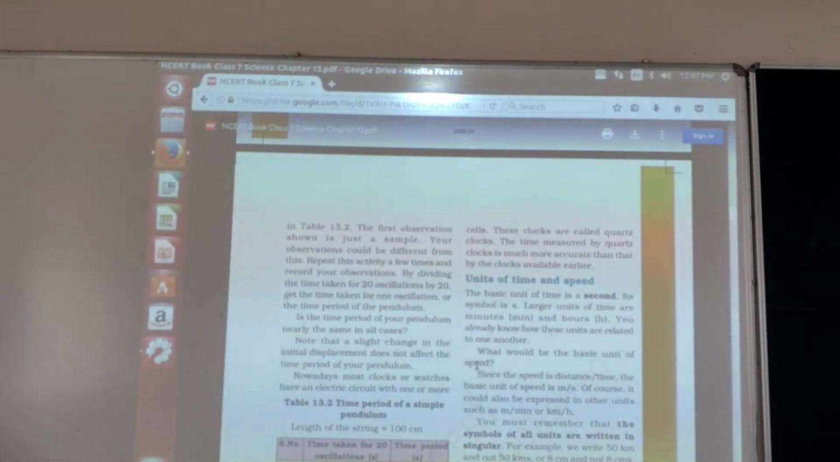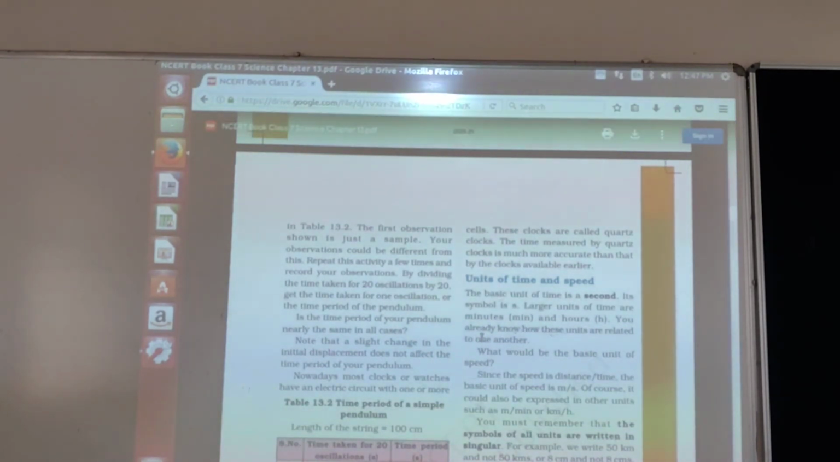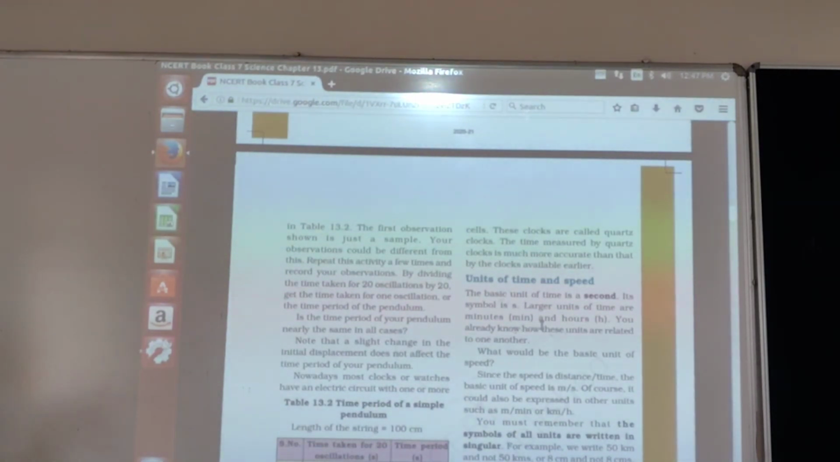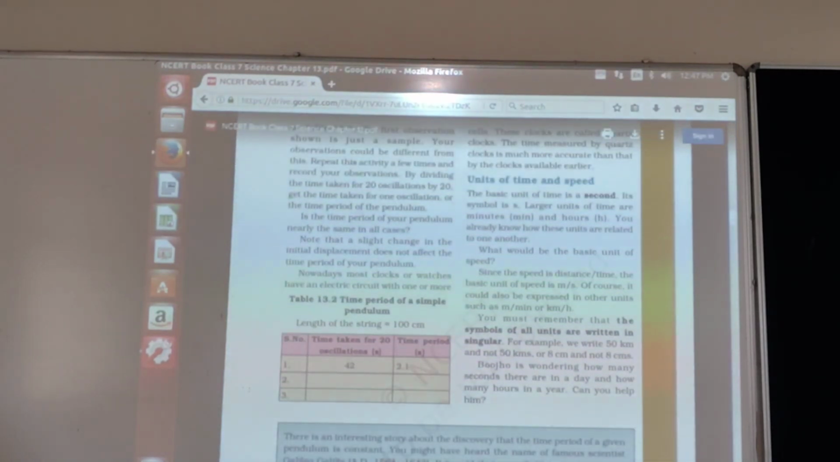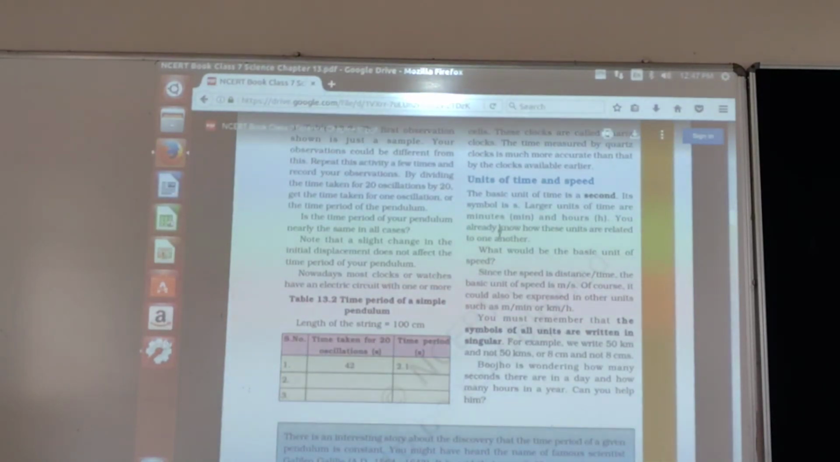It means you can say that 24 hours means 1 day, 60 seconds means 1 minute, and 60 minutes means 1 hour. So we can say all these units are related to each other. After that, you must remember that the symbols of all units are written in singular. For second we use s, for hour we use h. The symbols of all units are written as singular.